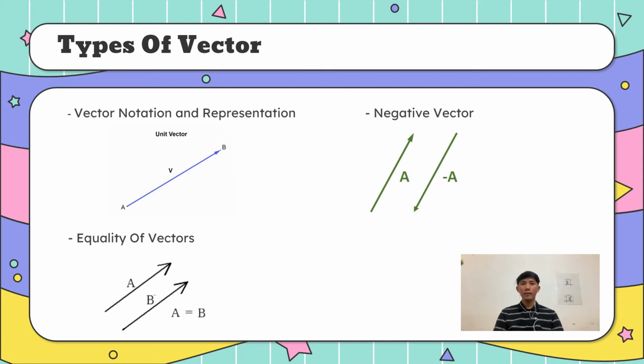Second, equality of vectors. Two vectors are equal if both vectors have the same magnitude and direction, even though the starting point is not the same. For example, vector A equal to vector B. Hence, A is parallel to B and magnitude A equal to magnitude B.